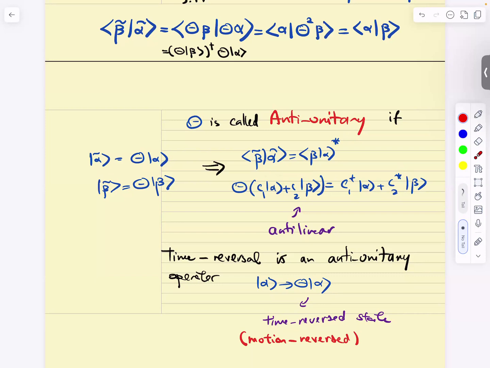There's something very deep about the fact that we must use anti-linear and anti-unitaries to model time reversal. All right, I'm going to pause for questions. So is it clear what an anti-unitary is and what an anti-linear operator is? Anti-unitaries are anti-linear. And I'm going to explain next why we must use anti-unitaries to model time reversal. Yes.